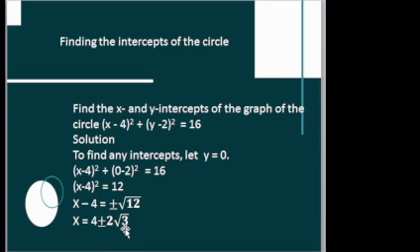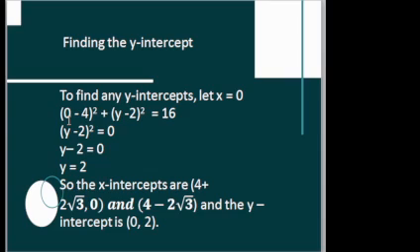And to find the y-intercepts, let x equal 0. So if we're going to find the y-intercepts, we let x be 0. So we have 0 minus 4 squared plus y minus 2 squared equals 16. And we have 0 minus 4 is negative 4. Squared is 16. So we have 16 plus y minus 2 squared equals 16.